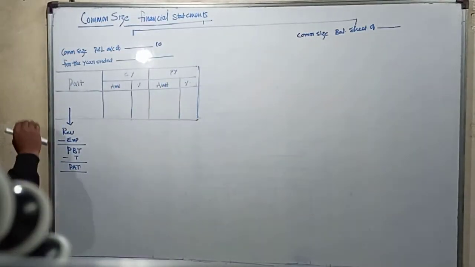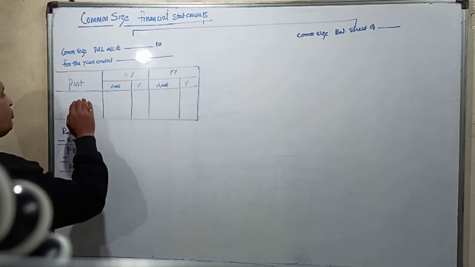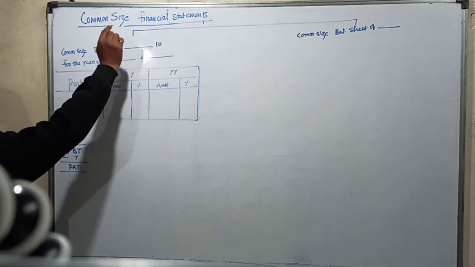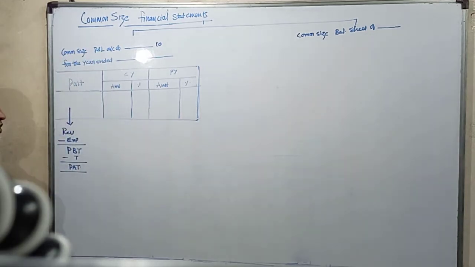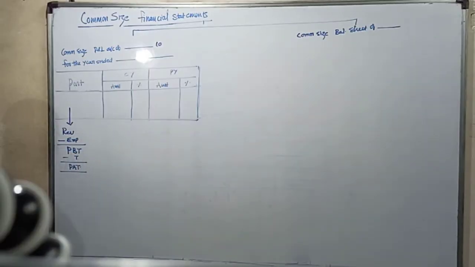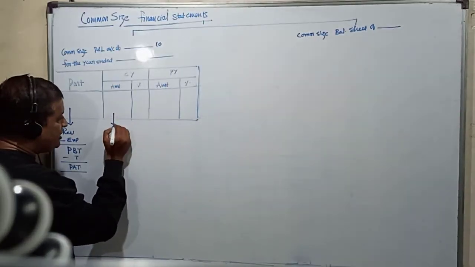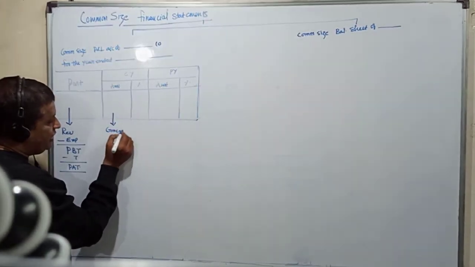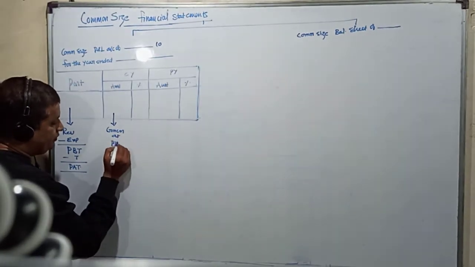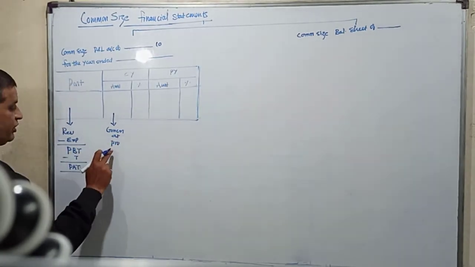Now let us come back. In the particulars column, we are going to put the entire pro forma of the profit and loss account. So what do we have? Revenues minus expenditure gives profit before tax. Minus tax gives profit after tax. So we are aware of this pro forma. Now come to the current year amount. These amounts are given in the problem.